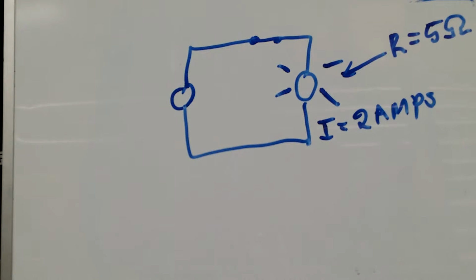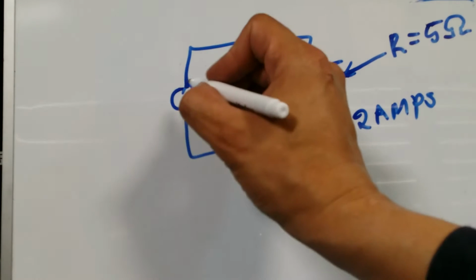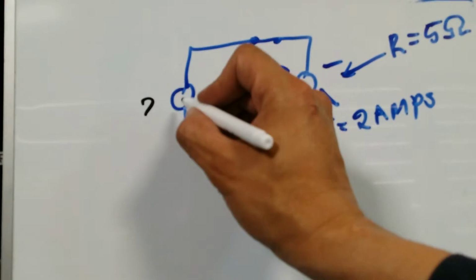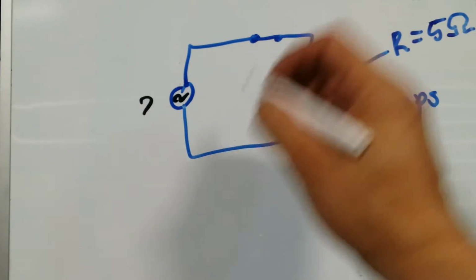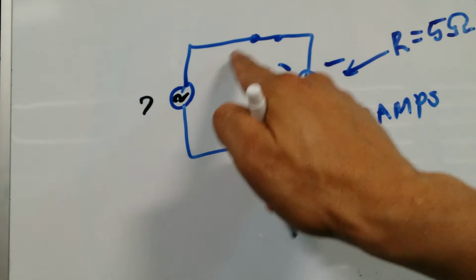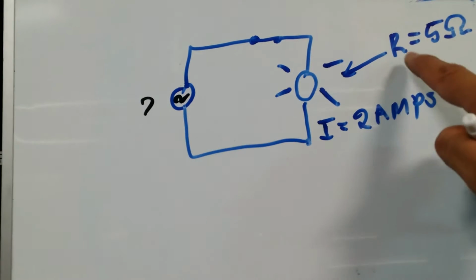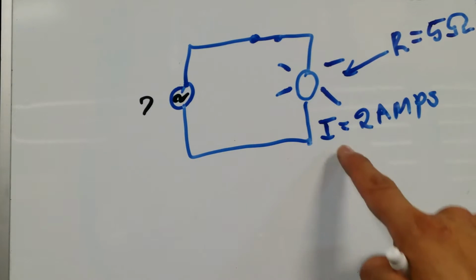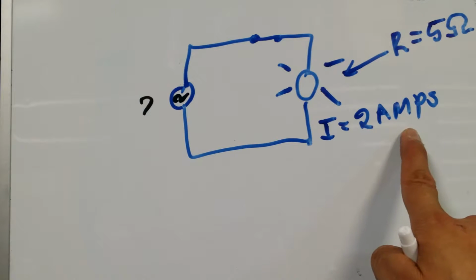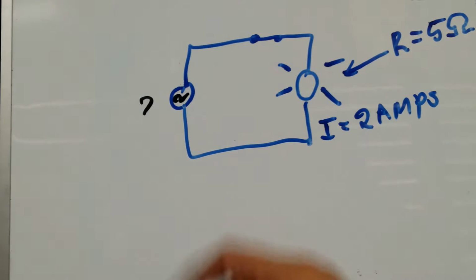And this second exercise, now we just want to know, by the way, this is a new source, this is an AC source, we'll talk about that later, but the switch is closed, the light is on, the resistance of the light is 5 ohms, and 2 amps is going through the circuit, so therefore what is the voltage?